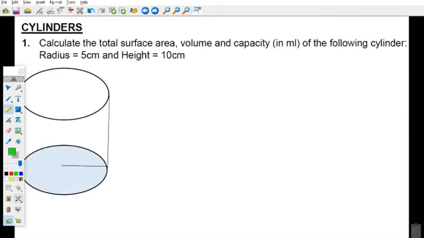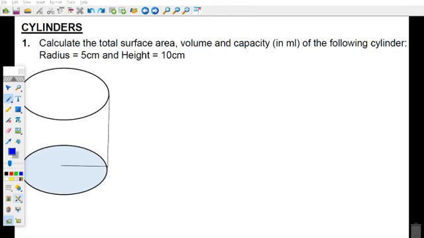Okay, a cylinder. So the first thing to recognize, what's important for a cylinder, what's the base shape going to be? Your base shape is a circle, quite easily. So we want the surface area, volume, and capacity of the following cylinder. Surface area, so we want the TSA, we're going to follow that formula. The volume, we're going to follow our volume formula. And then capacity, we're going to have to convert it over.